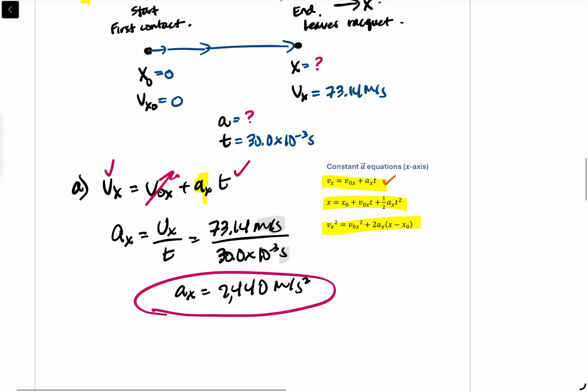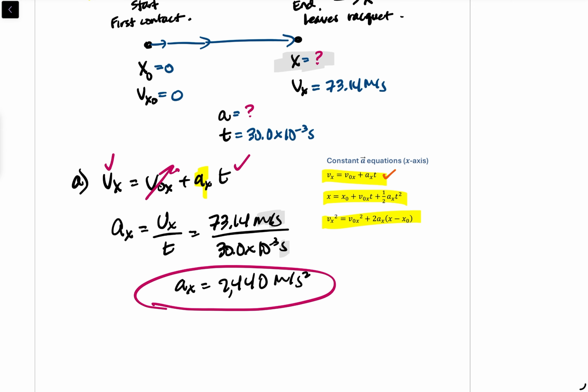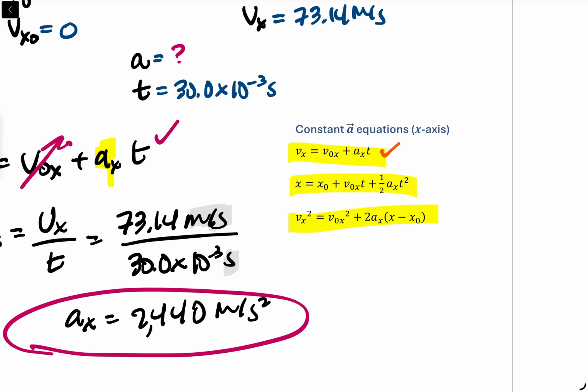B was how far does the rocket travel? So now I'm just looking for this position. Again, I go back to my equations. The first equation doesn't have position in it, so definitely not going to use that. So we have our other two options, A and B here. Both of those have the variable that we're interested in.